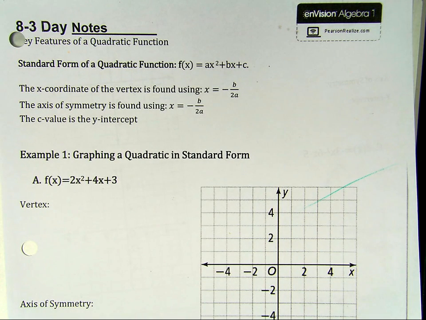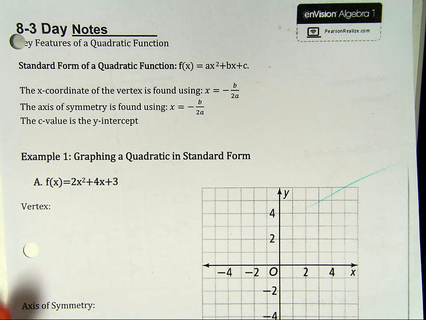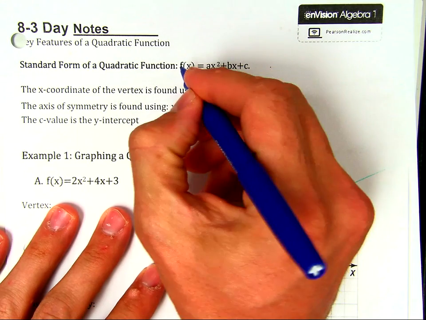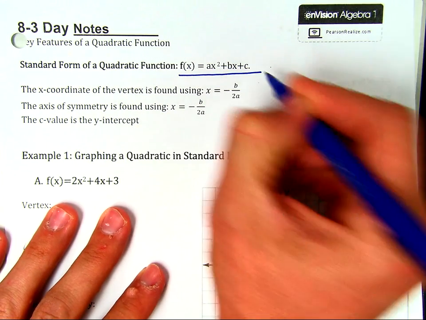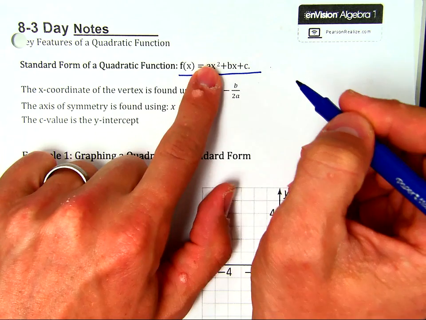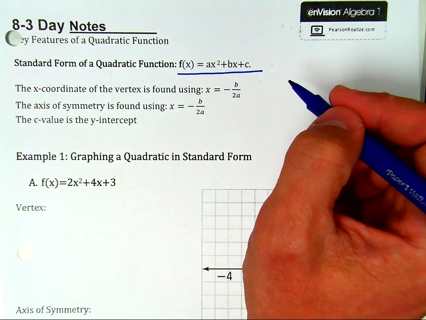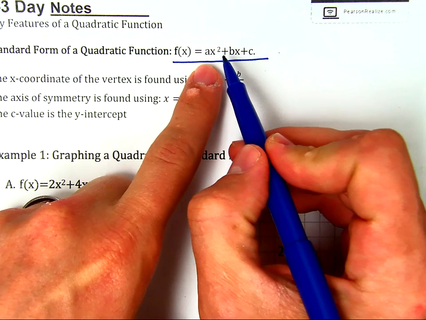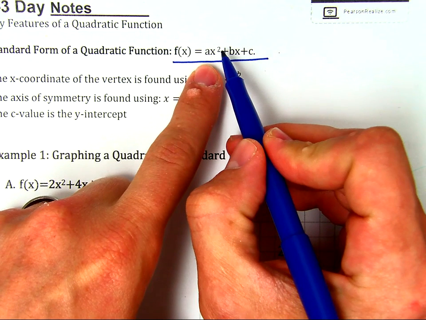So you may remember from class a couple days ago that we looked at graphing quadratics that were in vertex form. Okay, well today we're going to look at what happens when we graph a quadratic in standard form. All right, so you might remember from our polynomial unit that a function in standard form is written based off of the highest degree in descending order.